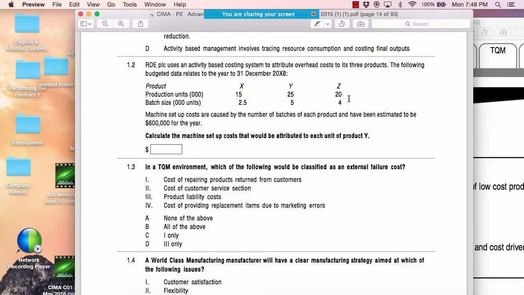I got 16 batches, and if you divide 600,000 by 16, you get 37,500. And for Y, that's 37,500 into 5. That's a total of 187,500 for setup. Divide that by 25,000, you get 7.5. That's what I did: 187,500 of setup costs divided by 25,000 production units is 7.5. Yeah, it is the correct one.